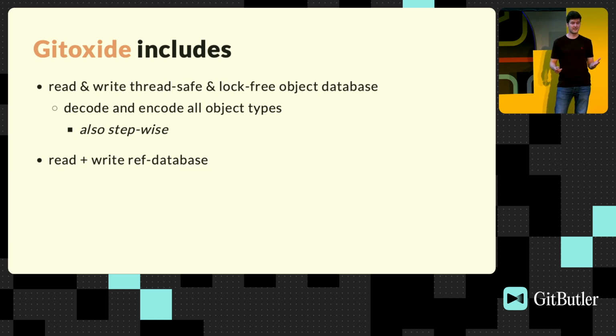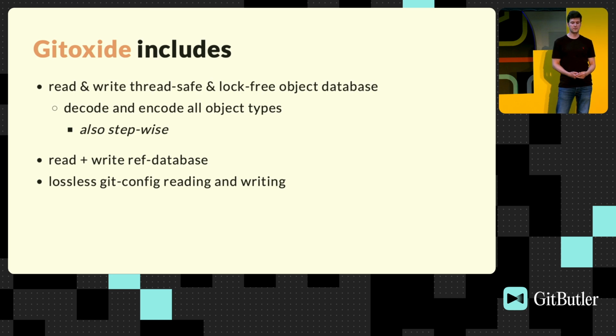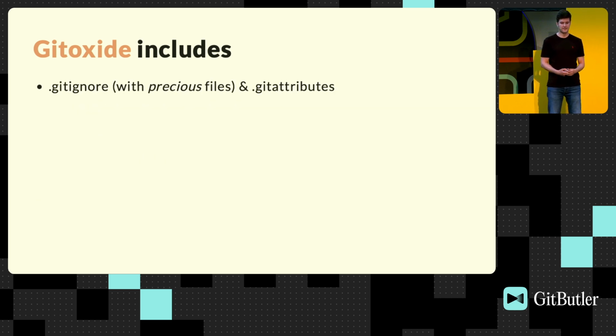And also shows that it can be really easy to contribute to Gitoxide, which is also something I really, really want. Then we have lossless git config reading and writing. And that's really, really a nice thing to have. It's really fast too. And of course, you can read and write the index, git ignore, and git attributes. That's this whole big machinery. If you've ever implemented that, it's quite a lot of work, but you can do it.